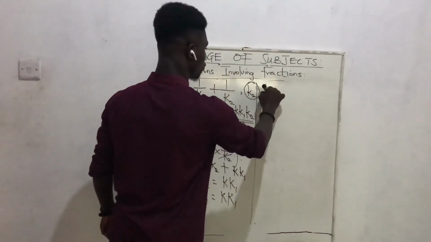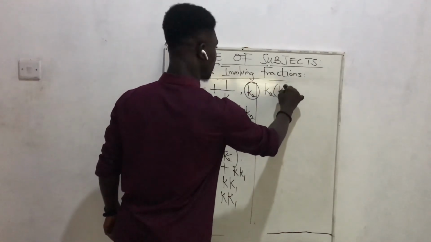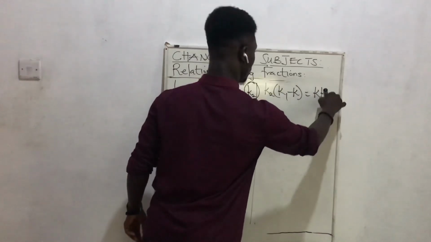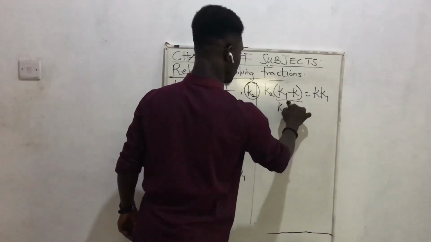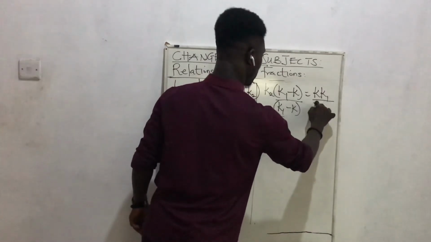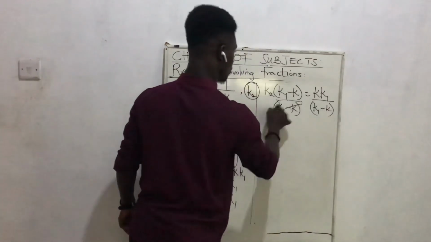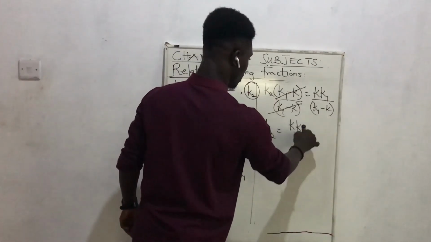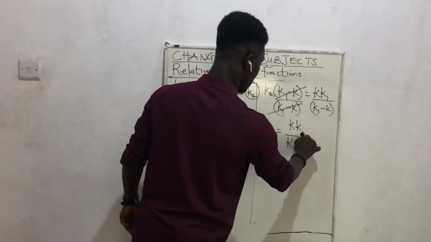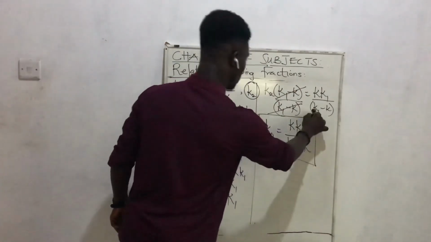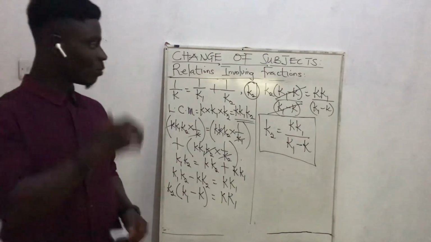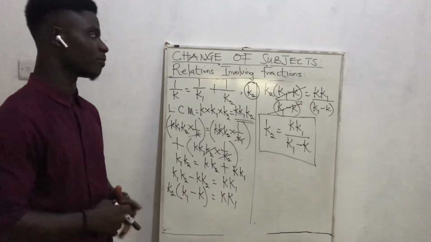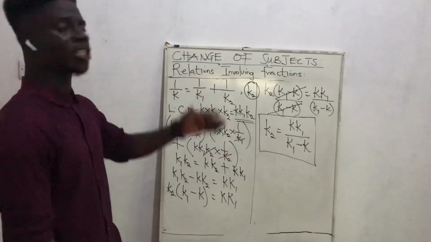So which is K2 times K1 minus K, which is equal to K1. So here K1 minus K, and here K1 minus K. So this one cancels that. So I have K2 equals K1 all over K1 minus K. So K2 equals K1 all over K1 minus K. Very, very simple. So that is relations involving fractions.